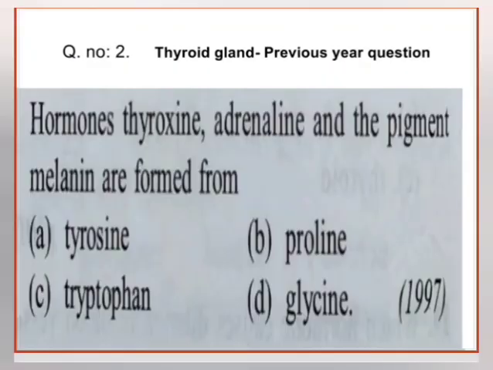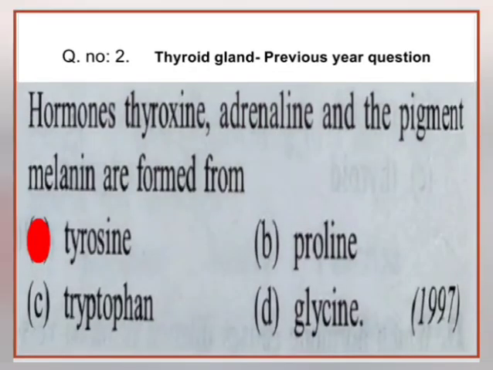Question number 2. This question was asked in the 1997 NEET. The hormone thyroxine, adrenaline and the pigment melanin are formed from. These hormones are all derived from some amino acid. Option A, tyrosine. Option B, proline. Option C, tryptophan. Option D, glycine. These are all names of amino acids. We know very well that thyroxine is derived from tyrosine. So the correct option is A.